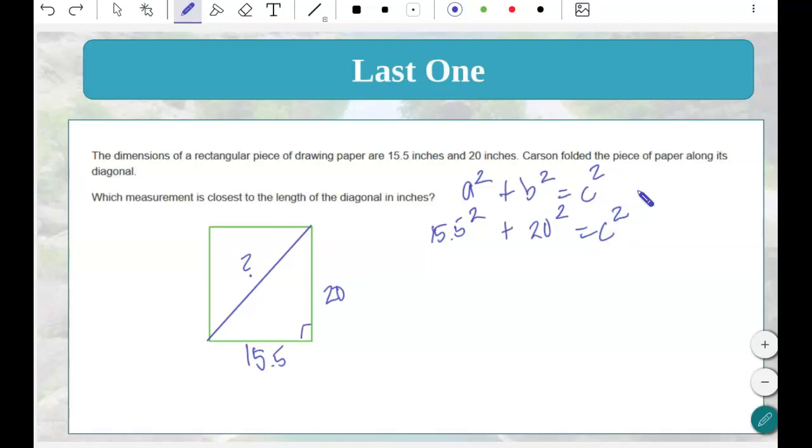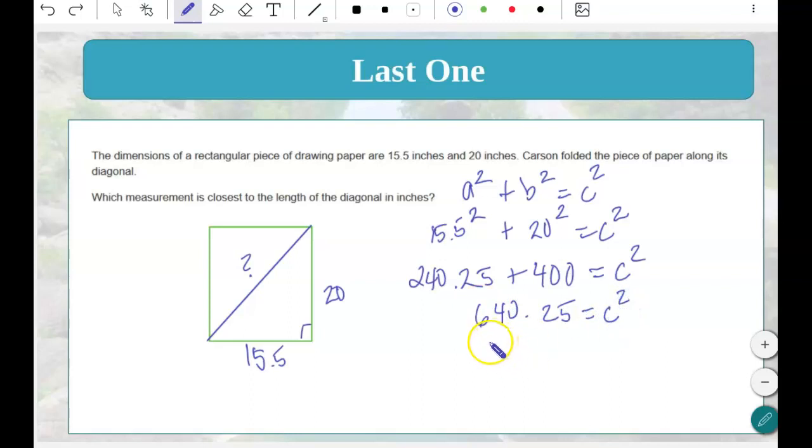All right, go ahead and use your calculator. 15.5 squared comes out to 240.25, and 20 squared is 400. Add those together, you get 640.25, and that's c squared. So c is going to be the square root of that. So use your calculator. Second x squared, 640.25 gets the square root, 25.30. And if this was actually one of the quiz questions, it would be multiple choice. But we're going to go ahead and just round it to the nearest tenth, and so it comes out to 25.3.